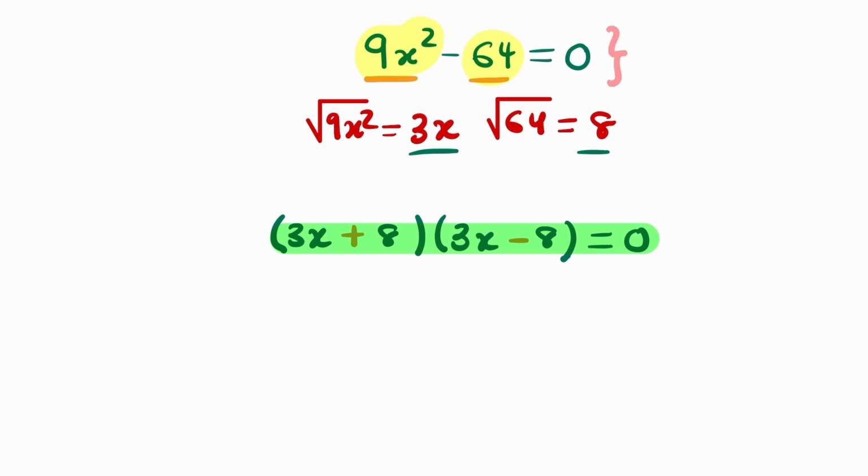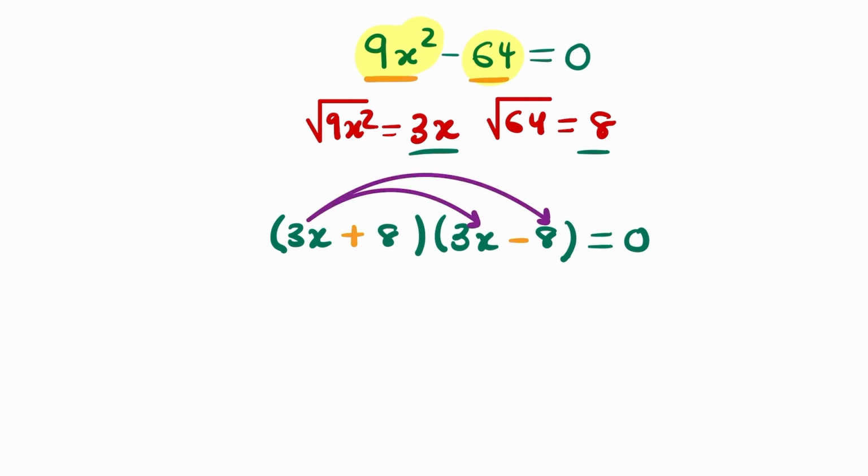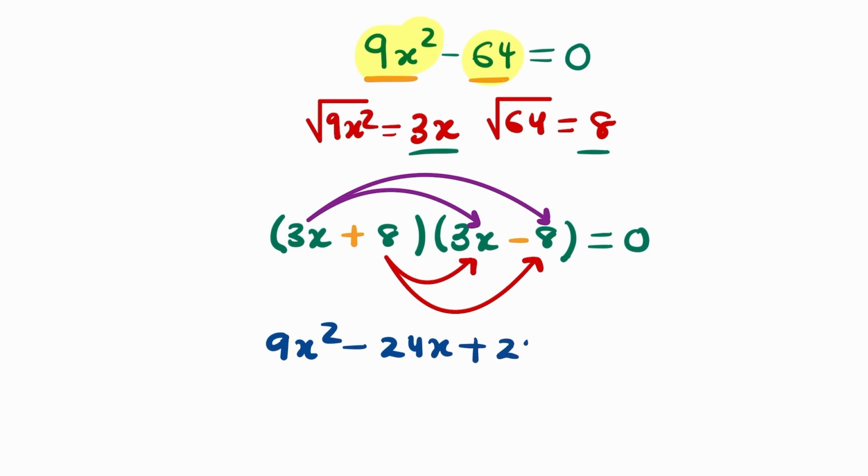Now let me prove to you that the factorized form here is basically the same thing as our original equation, which is 9x squared minus 64. In order to do that, we should expand the brackets. First of all, we have to multiply 3x and 3x and 3x and minus 8. And after that, we should multiply plus 8 and 3x and plus 8 by minus 8. So when we multiply and expand the equation, we get 9x squared minus 24x plus 24x minus 64.